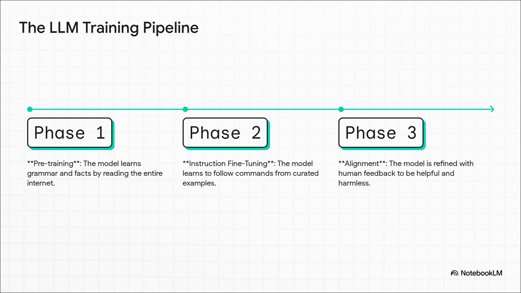First up is pre-training. Think of this as the model being like a toddler that gets to read the entire internet. It just soaks up grammar, facts, patterns, everything. Then it goes to a kind of specialized school called instruction fine-tuning. This is where it learns to actually follow commands and answer questions. And finally, there's alignment. This is where it basically learns its manners, making sure its responses are helpful and harmless based on human feedback.